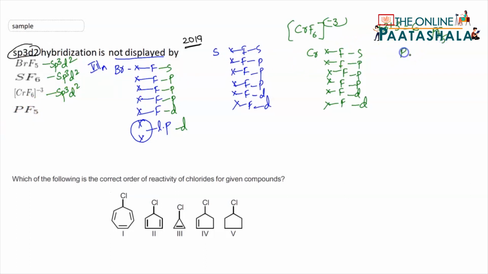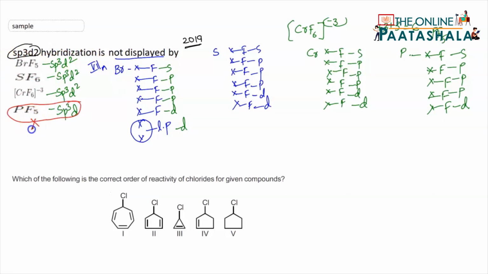Now phosphorus, PF5. How many valence electrons does phosphorus have? 5, each bonded with fluorine, fluorine, fluorine, fluorine and fluorine. So S, P, P, P and D. What do you see as the hybridization now? sp3d. So the one which will not show sp3d2 hybridization is PF5.